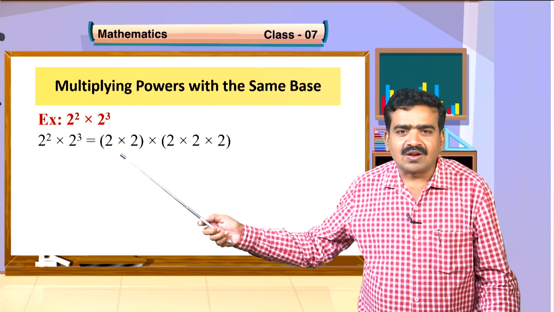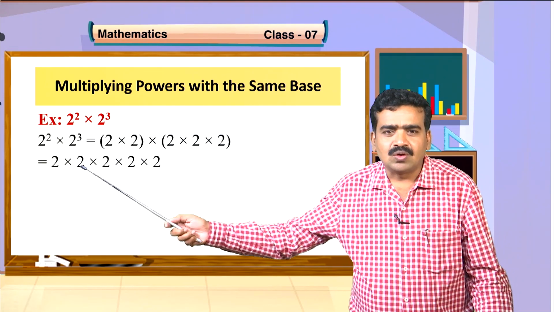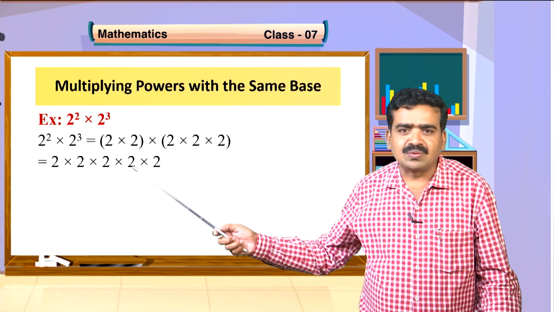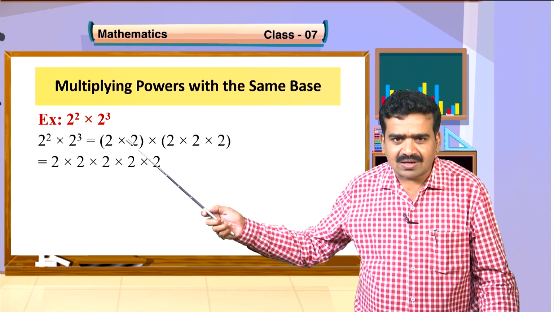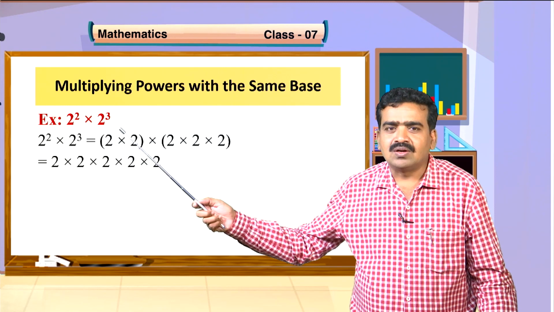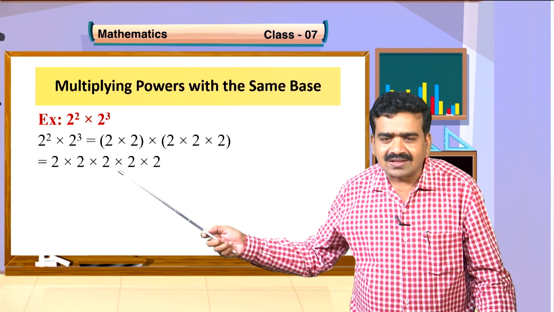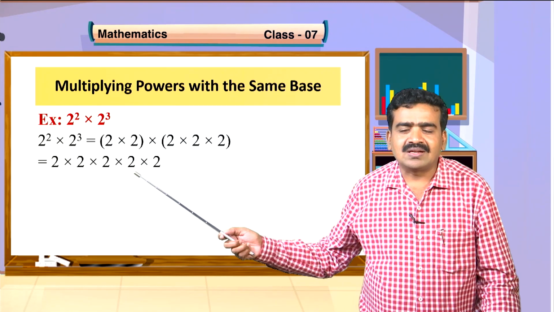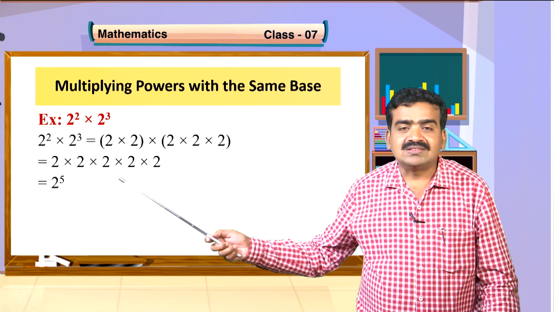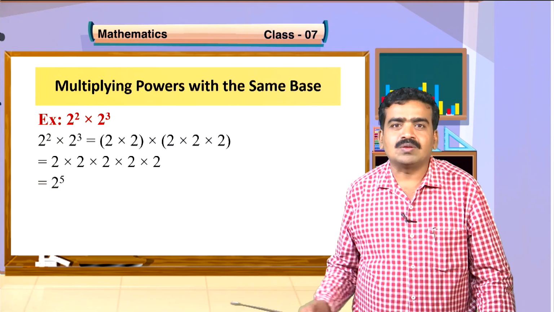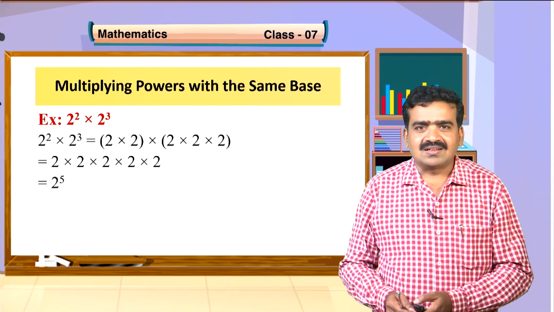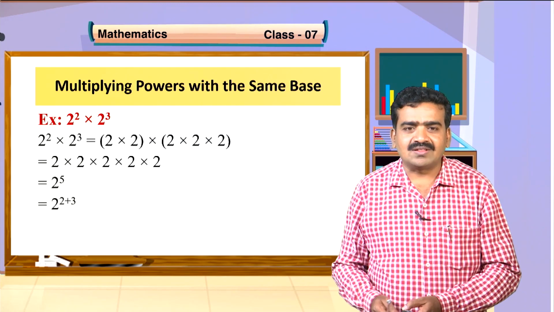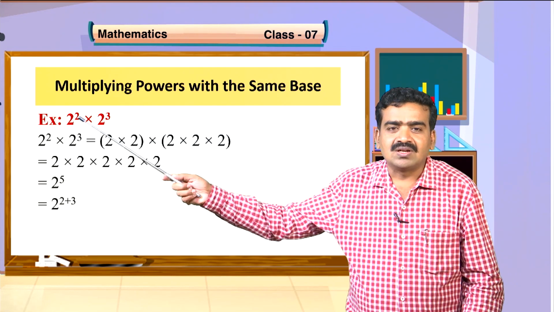Therefore, when we multiply this, we will get 2 into 2 into 2 into 2 into 2. That means, among the product of 2 cubed and 2 squared, we will get the repetition of the number 2 five times, that can be written as 2 to the power of 5. So, we get 2 to the power of 5 through adding the powers.